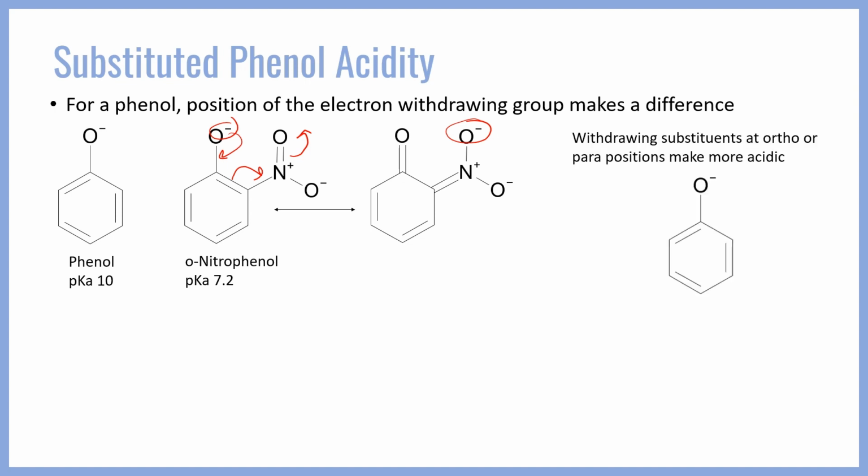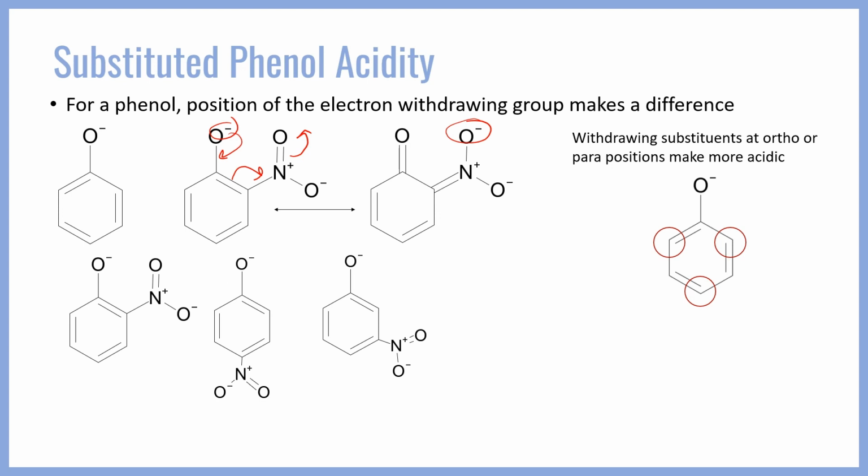Now, withdrawing substituents need to be at the ortho or para positions to make phenol more acidic, and the ortho and para positions are those shown, either those adjacent to the O- or those directly opposite the ring from the O-. The other two positions are known as meta positions, and they don't impact the acidity as much because they do not participate in resonance. And we can go ahead and look at that by looking at some differentially substituted nitrophenols.